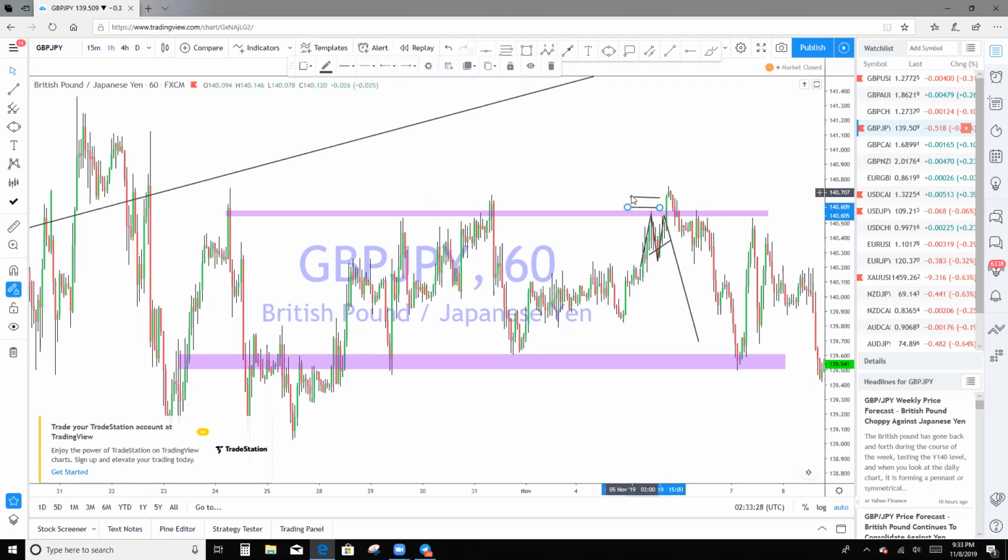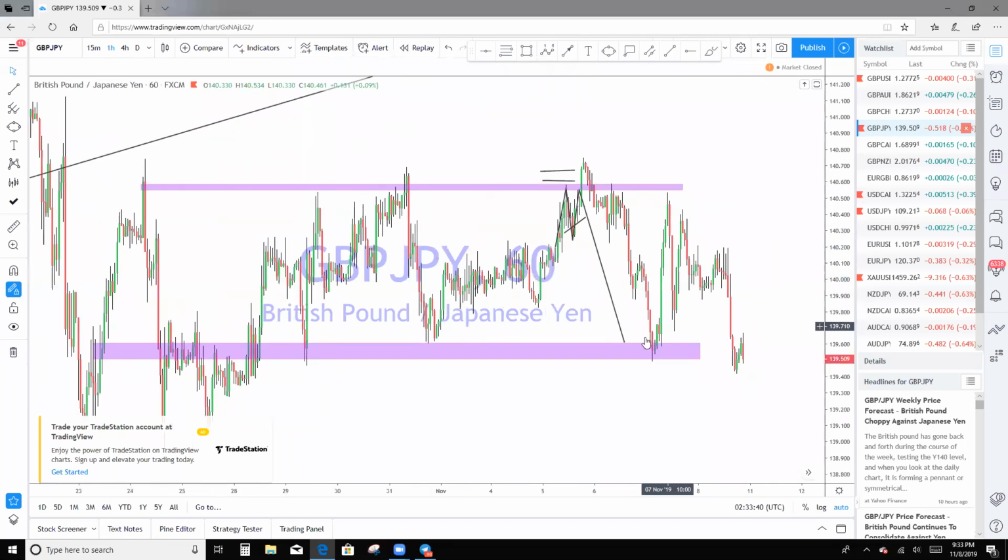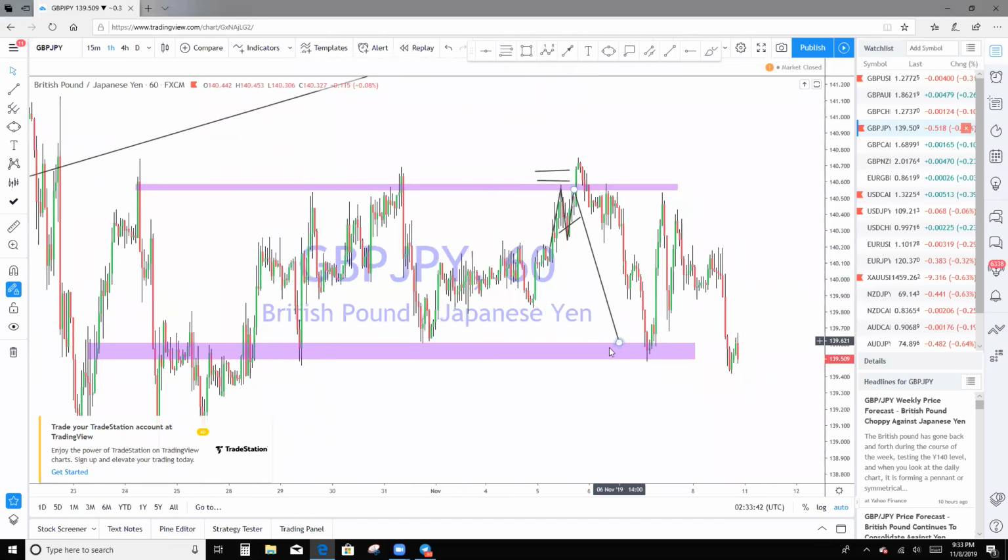So what they did, this is what they did, right? They knocked the stop losses, activated the buy stops, turned the trend around just to go right back down to here. And I wish I would have told you guys, but it is what it is.